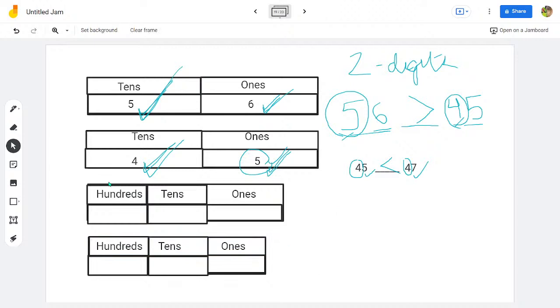Now let's try writing 3-digit numbers in this place value chart. Let's say we have a number 304, and we have another number 456. We have to compare these two numbers. So हमें ये बताना है कि 304 is bigger और 456 is bigger. कौन बड़ा है?